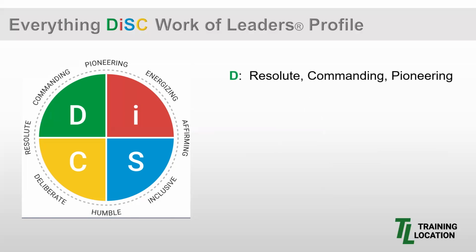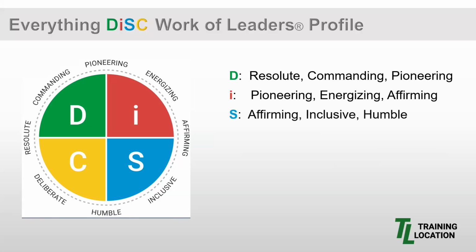A first look at the model shows the following priorities associated with the primary style. So D, or dominant quadrant, is resolute, commanding, and pioneering. The I, or influence quadrant, is pioneering, energizing, and affirming. The S, or steady quadrant, is affirming, inclusive, and humble. And the C, or conscientious quadrant, is humble, deliberate, and resolute.